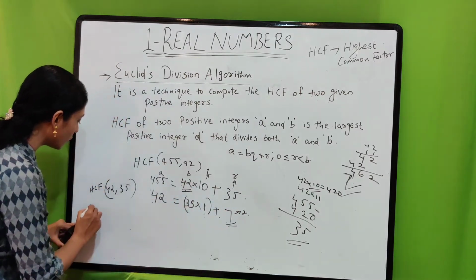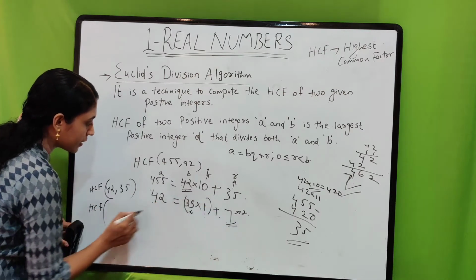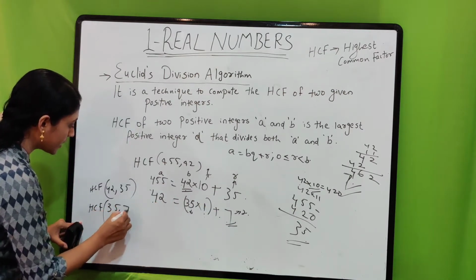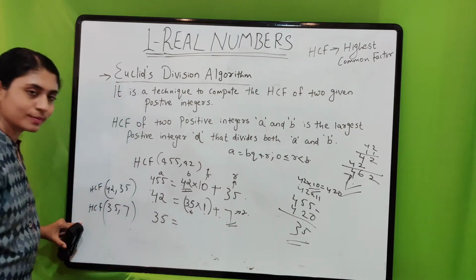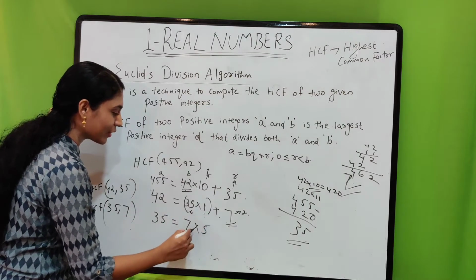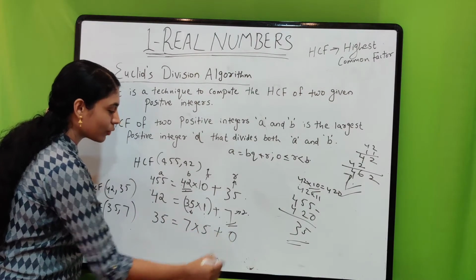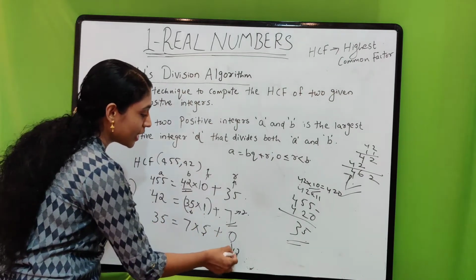We have to make the remainder 0. Now we have to find the HCF of B and R. Here B is 35 and R is 7. So 35 and 7. 35 is equal to, how can we write? 7 into 5 is 35 plus 0. 7 into 5, 35 plus 0, it is 35. Here the remainder is 0.